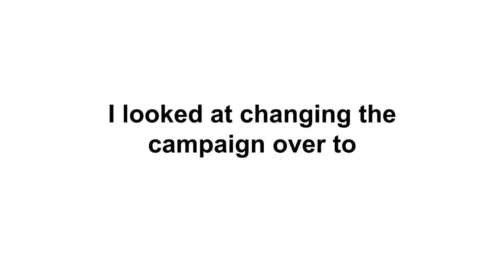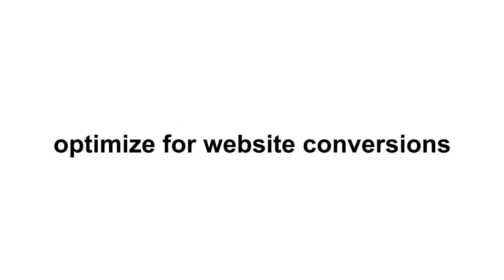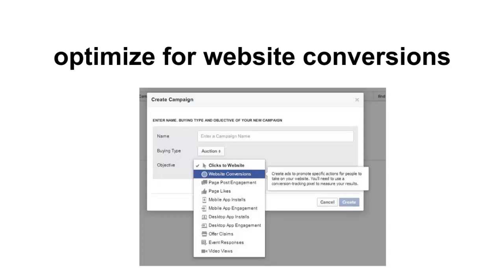I looked at changing the campaign over to optimize for website conversions. And this is what it looks like when you're setting up your campaign in the Power Editor. You can pick whether you want Facebook to optimize for clicks to website or if you want them to optimize for website conversions. Just a side note, I had to redo my entire campaign for website conversions because it's a completely different campaign. So keep that in mind.